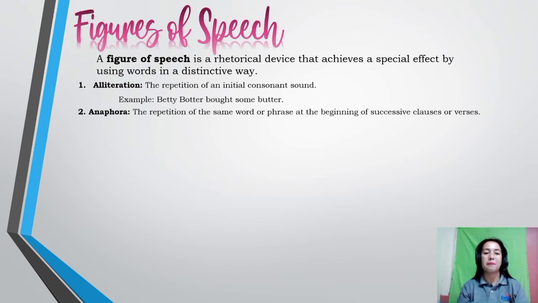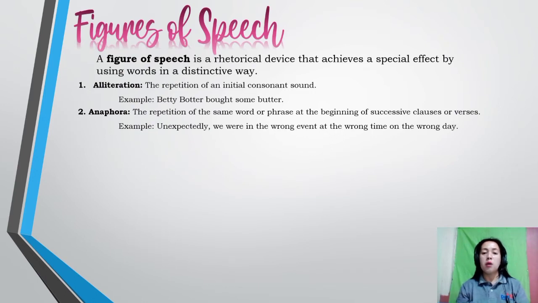Okay, next, anaphora. The repetition of the same word or phrase at the beginning of successive clauses or verses. Iniya words gid ang gina-repeat. Example, unexpectedly, we were in the wrong event, at the wrong time, on the wrong day. What is the word that is constantly repeated? The word wrong. Okay, unexpectedly, we were in the wrong event, at the wrong time, at the wrong day. Ginagamit na siya natin sa mga poems, no? Poetic languages.